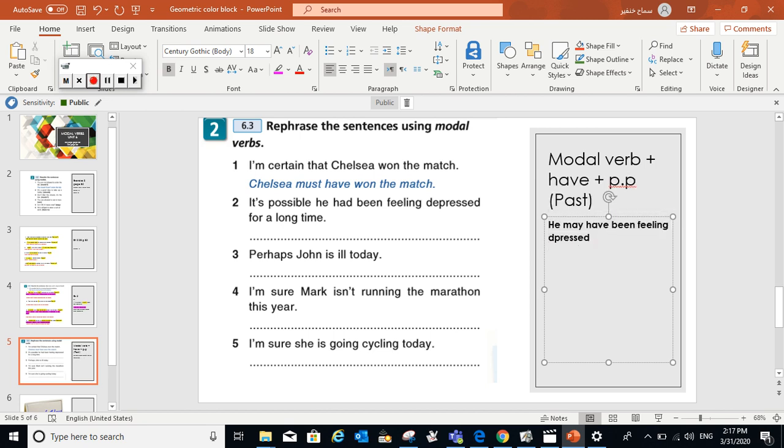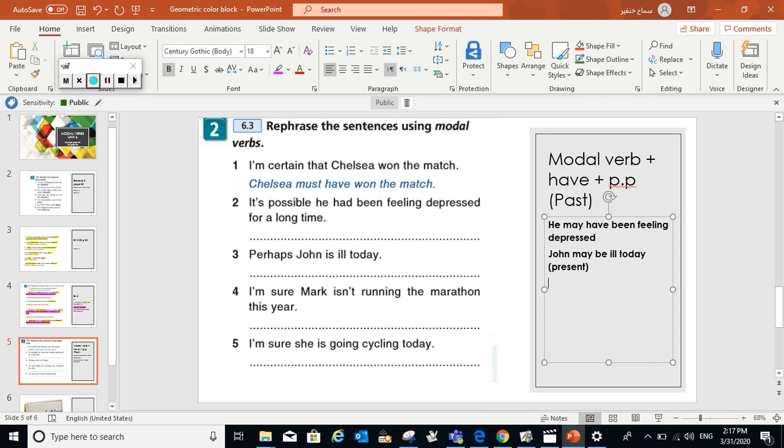Next one. Sorry for this mistake. Next one. Perhaps John is ill today. Perhaps. So I can say may or might or can. So John may. So here I do not have the past. It's present. So I will just put modal verb plus base form when it is present. So John may be ill today. Why? Because my sentence is in the present.